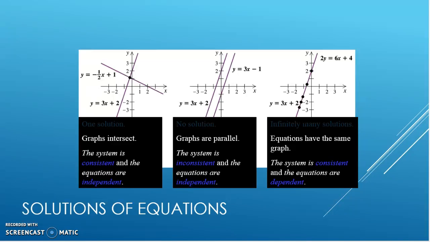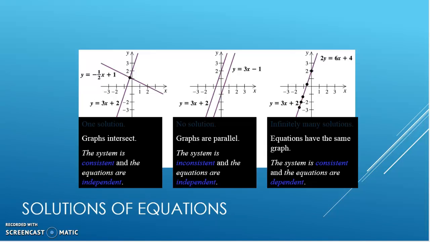So you might get one solution, you might get no solution, and that's when they're parallel, or you might have an infinite number of solutions, and that's when they are basically the same line. So those are some of the things that you can find when you are graphing systems.